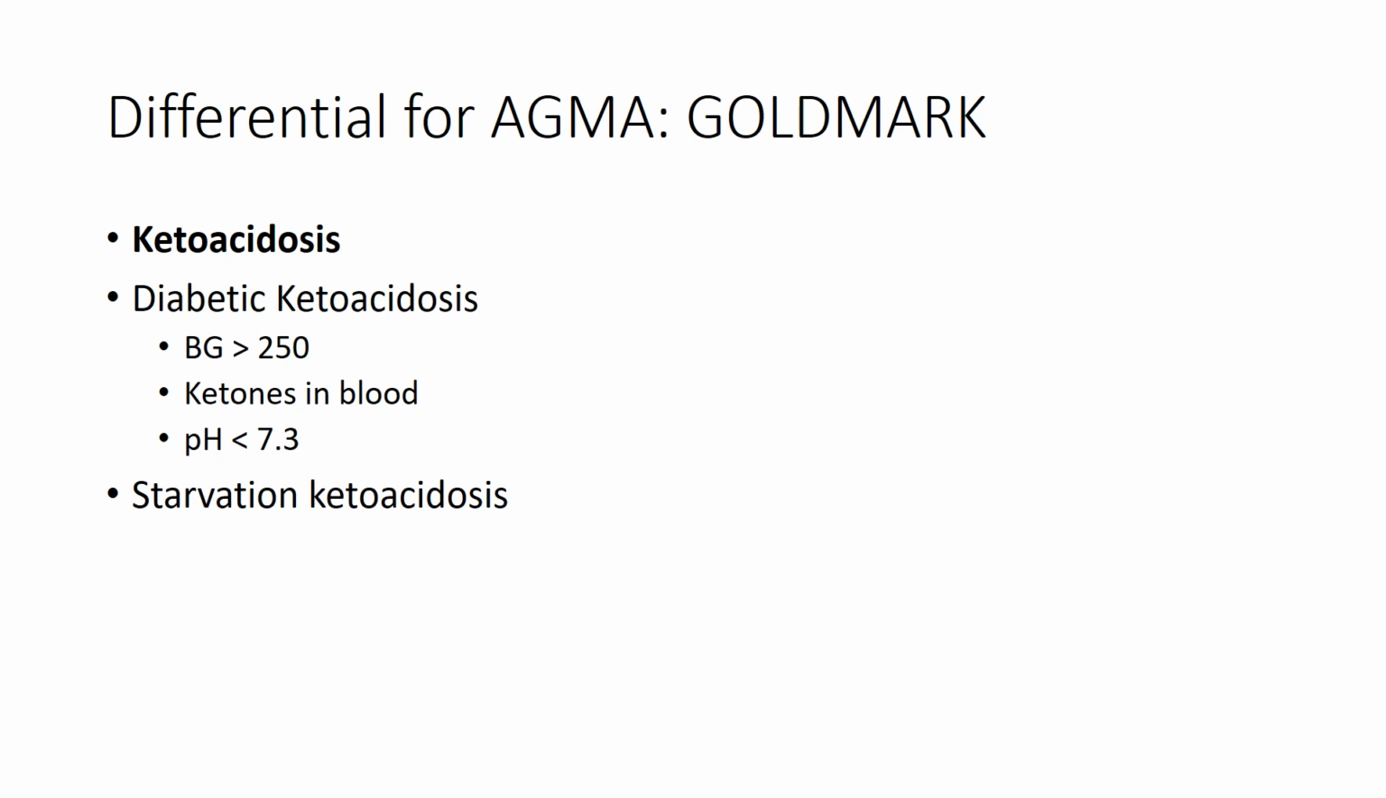The other two are starvation ketoacidosis and alcoholic ketoacidosis. This was a very short introduction into anion gap metabolic acidosis. In the next video, we'll focus more on the numbers and kinds of compensation. But for now, this is a good intro to anion gap.